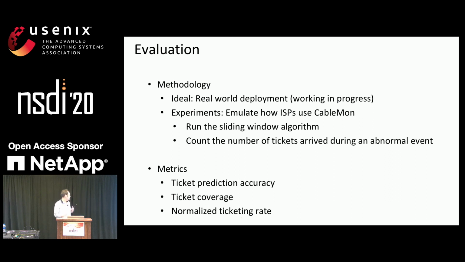So we have three metrics. Firstly is the ticket prediction accuracy, which is the number of predicted anomalies that can be associated with at least one customer ticket, divided by the total number of detected anomalies. And similarly, the ticket coverage is simply the number of detected tickets divided by the total number of tickets. And we also measure the normalized ticketing rate for each tour.